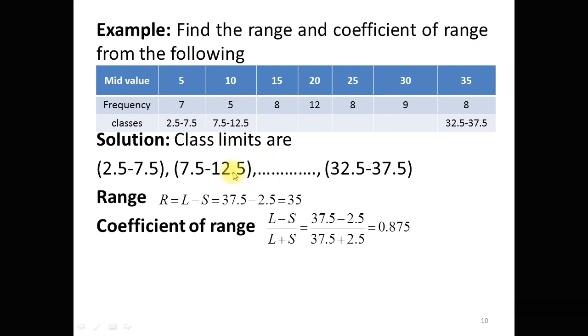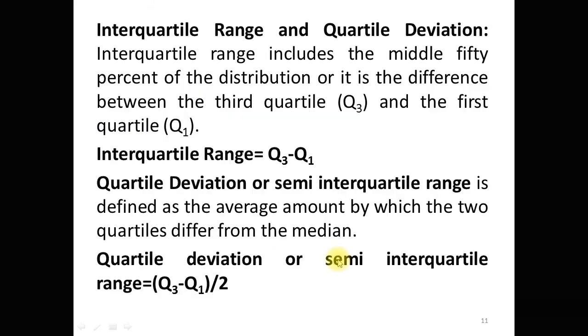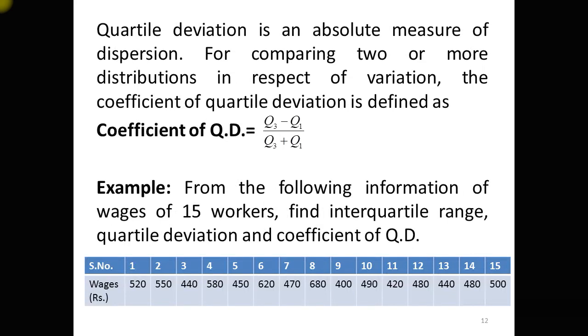So in the form of group distribution, actually we need the classes. Sometimes we have only the values and the frequency, so for the range we construct the classes. This point is very important, and then we find the largest value of the highest class and the smallest value of the lowest class. Then we can find the range and similarly the coefficient of range. And now for the quartile deviation and coefficient of quartile deviation, we can calculate them.